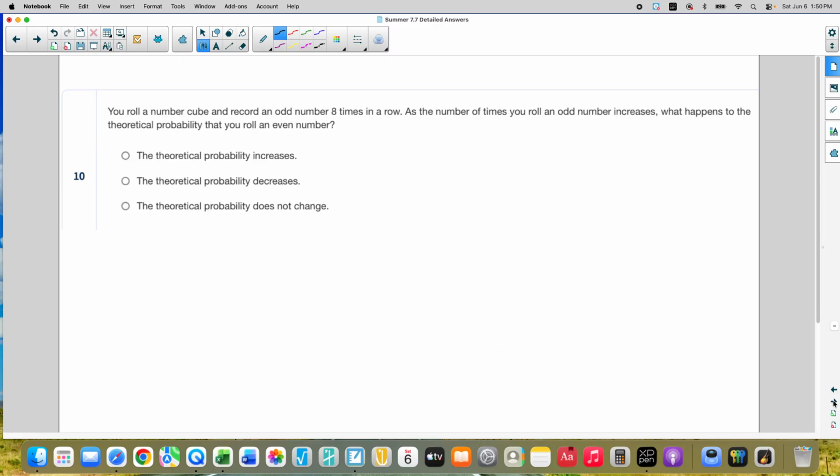You roll a number cube and record an odd number 8 times in a row. As the number of times you roll an odd number increases, what happens to the theoretical probability that you roll an even number? Important word here is theoretical. It's always going to be the same. It's not going to change. Theoretical probability does not change. Odds are going to happen half of the time, every single time. Even if you have rolled 100 odds in a row, rolling an odd number on the next roll is still going to be 50%. It's crazy. It's fun. Cool. Love that question.